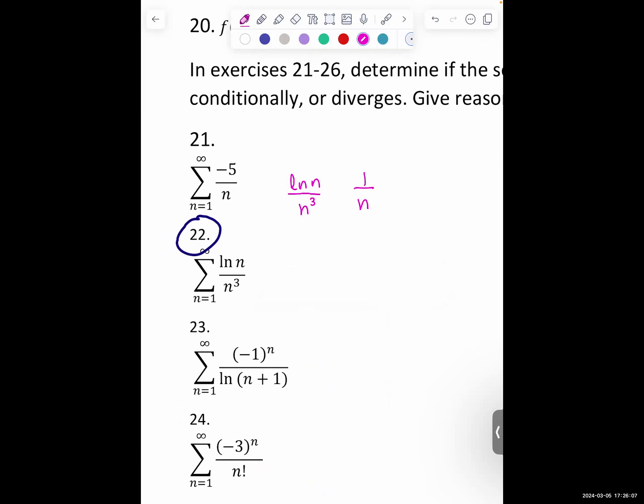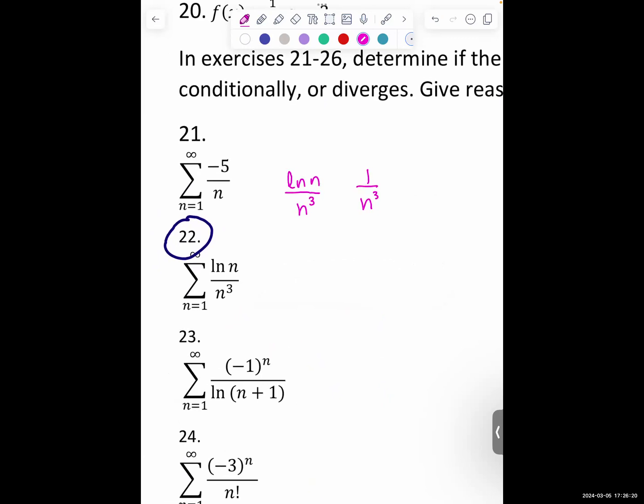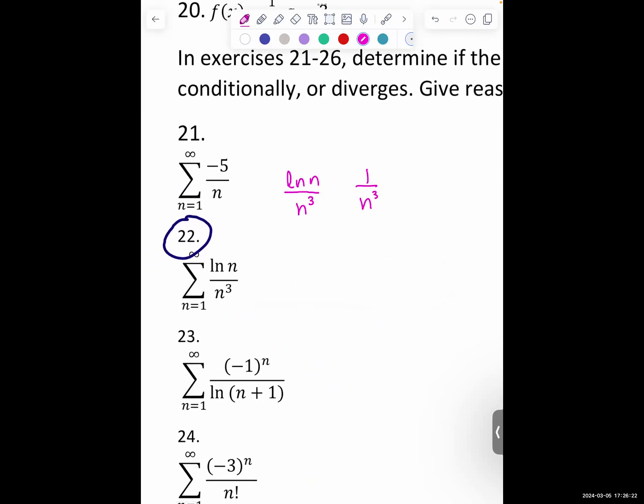Let's say you tried to do what we did on the previous example where I did DCT, and you observe ln of n and 1 over n cubed. You thought, oh, okay, I can compare it to 1 over n cubed because I'm going to use the exponent at the bottom being the same. I know that ln of n is greater than 1, so I can establish this for DCT.